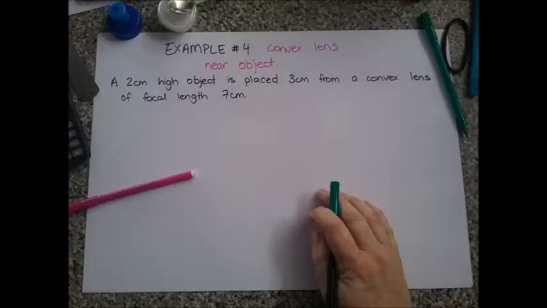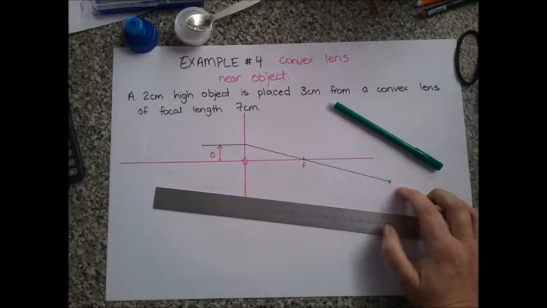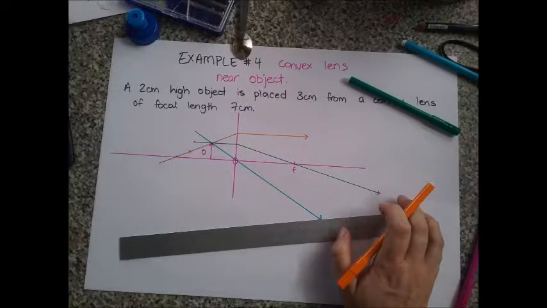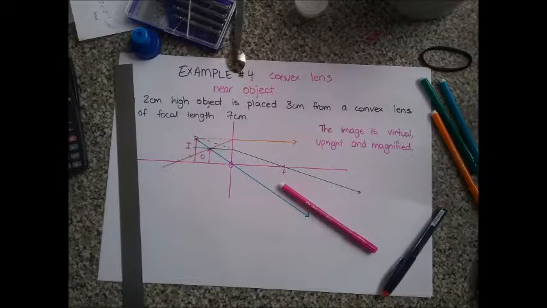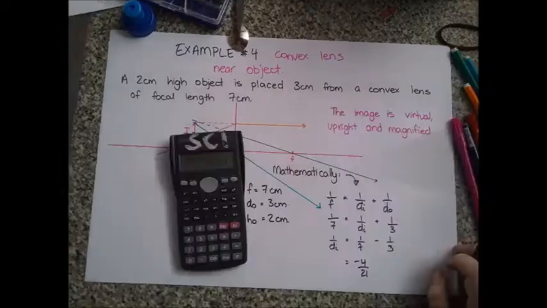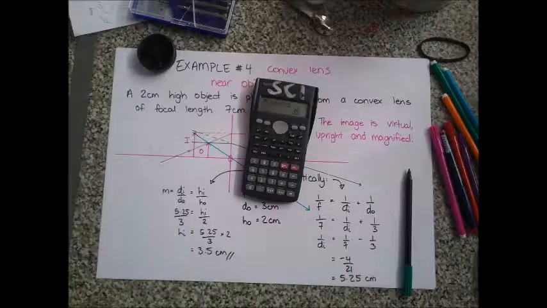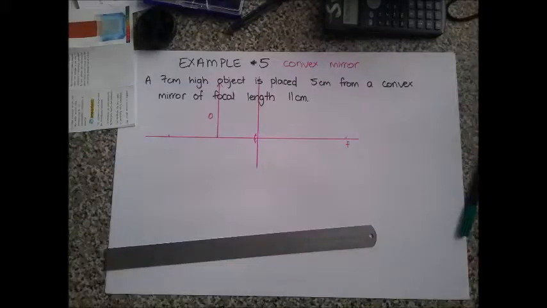and we can work out how big it is. This is with a near object, so it's still a converging lens, but it's a near object. And you can see that our three lines cannot join, so we're looking at the backward extensions again. When we solve that mathematically, you can see that I have dropped a minus sign there. You're not going to make that mistake, are you?